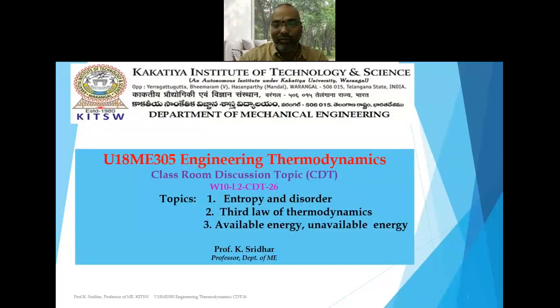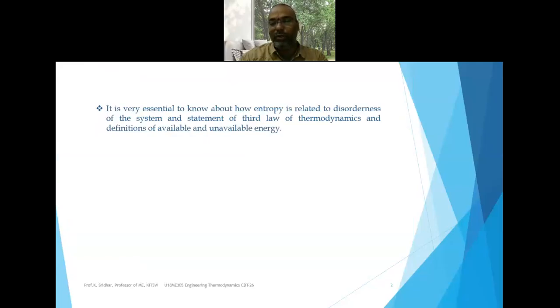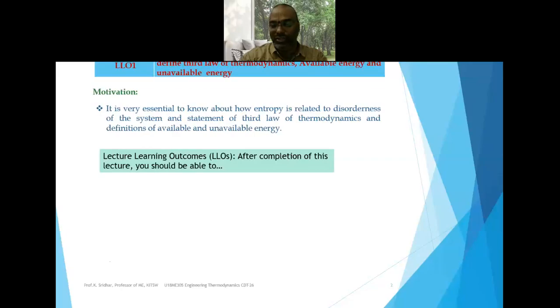So today's classroom discussion topics are: first, entropy and disorderness; second, the third law of thermodynamics; and third, available energy and unavailable energy concepts. What is the motivation behind these topics? It is very essential to know how entropy is related to the disorderness or randomness of the molecules of the system, how we can define the third law of thermodynamics and what its importance is, and how we can define available energy and unavailable energy in this lecture.